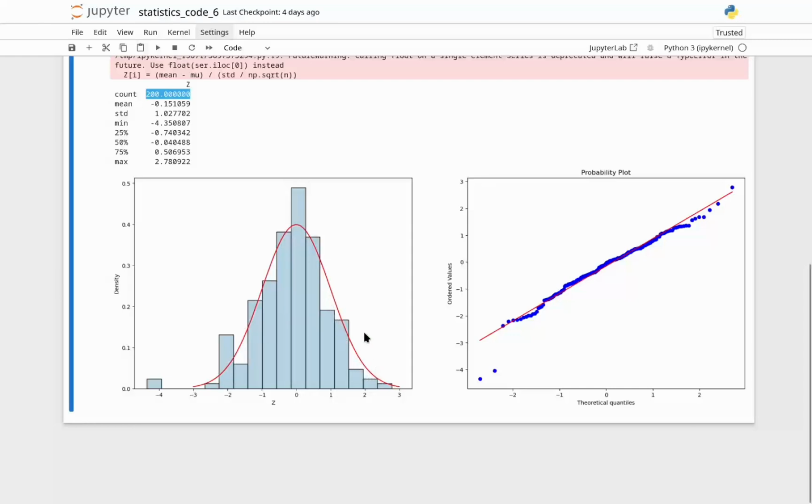As we increase the number of samples, it will again become much closer to the normal distribution. This is according to the central limit theorem, right? This is again proven using the probability plot, where the red line represents a normal distribution, and you can see all the points lie very close to the normal distribution.